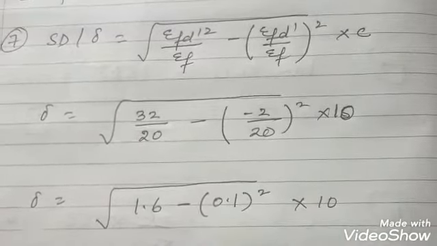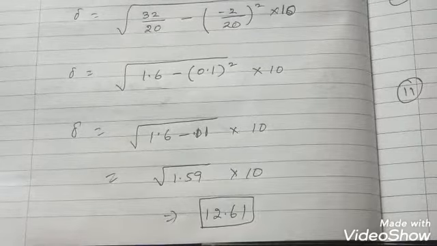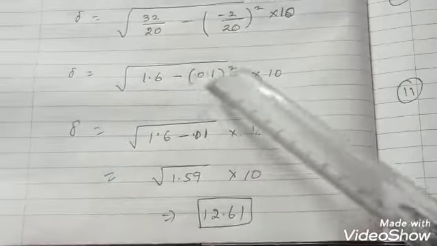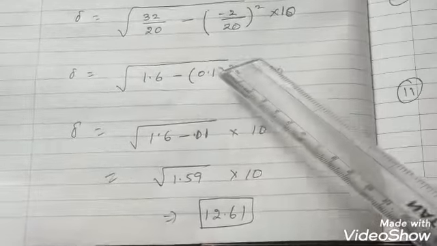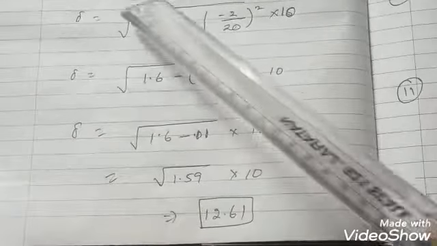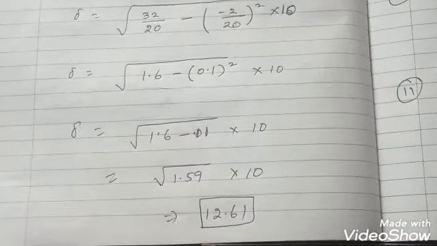When you solve this entire sum till the end, you get the answer as 12.61. I always recommend, here we converted minus 2 upon 20 into a fraction and squared that fraction, and here we brought 32 upon 20 into decimal. So this is an easier method of doing the numerical.